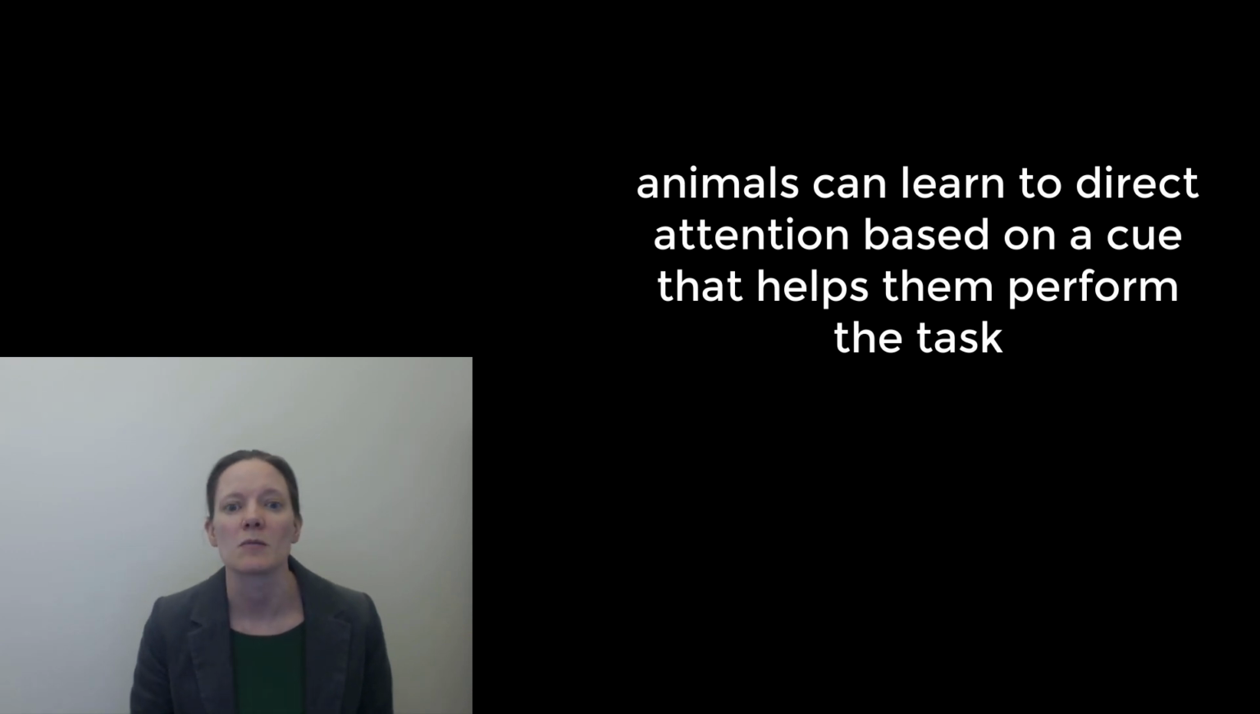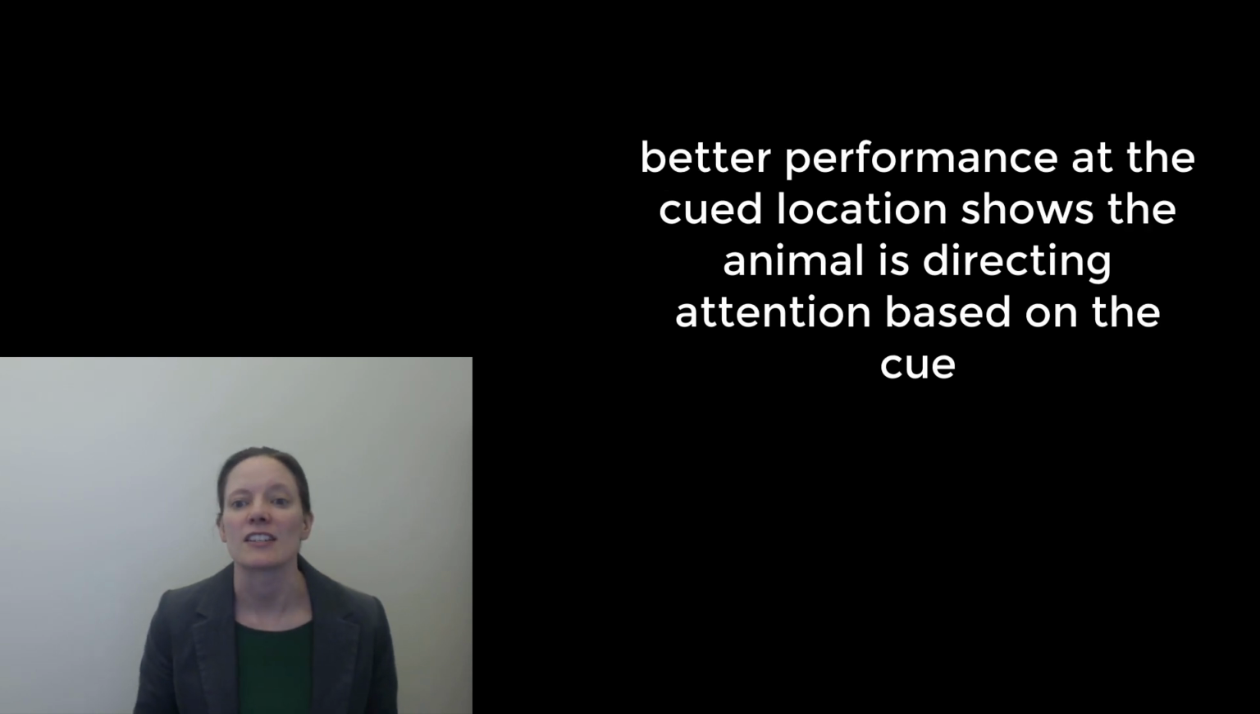You can test whether the animal is attending the cued location by comparing performance on cued trials to trials without a cue, or trials with a valid cue to ones with an invalid cue. If the animal is in fact attending the cued location, they should have better performance, as measured by a higher percentage of correct trials, lower perceptual thresholds at that location, and/or faster reaction times.